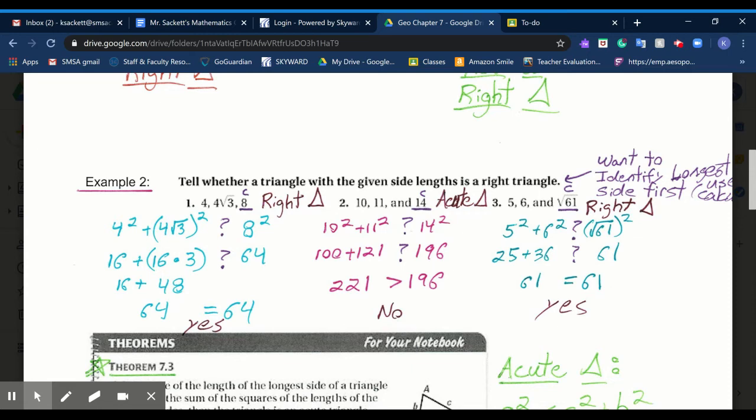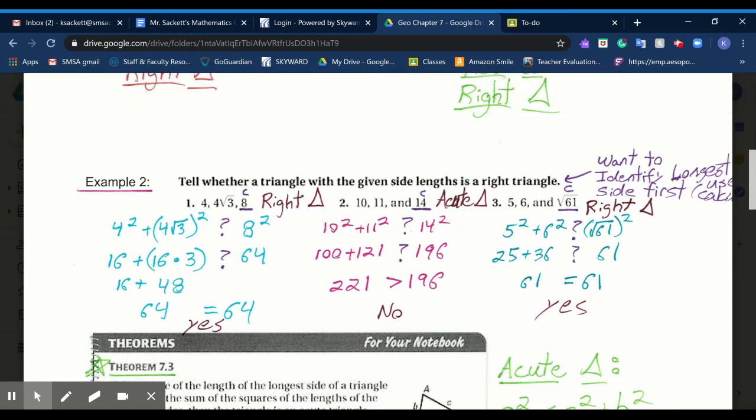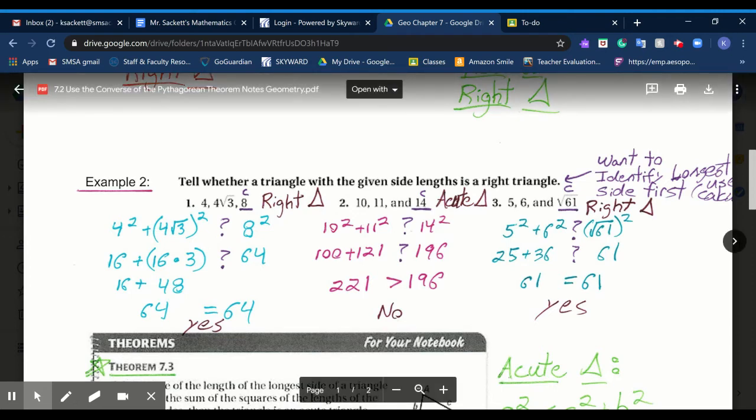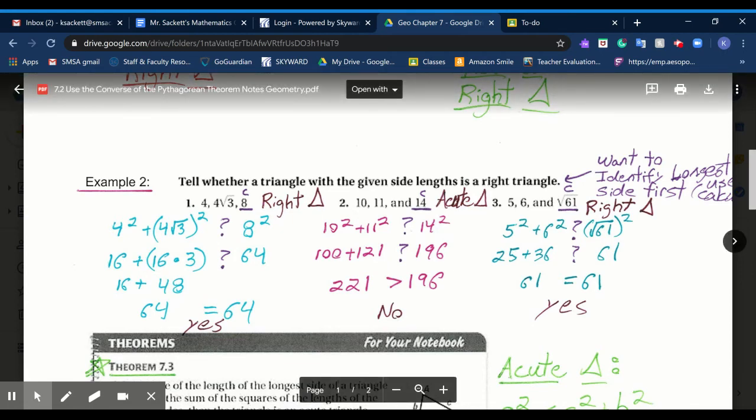an acute triangle. And then in part three, we have sides 5, 6, and the square root of 61. The square root of 61 is our longest side. So a squared plus b squared, checking to see its relationship with c squared. 5 squared plus 6 squared on the left: 25 plus 36 is 61. The square root of 61 squared on the right is 61. So our two sides are equal, so in this case, we have a right triangle.